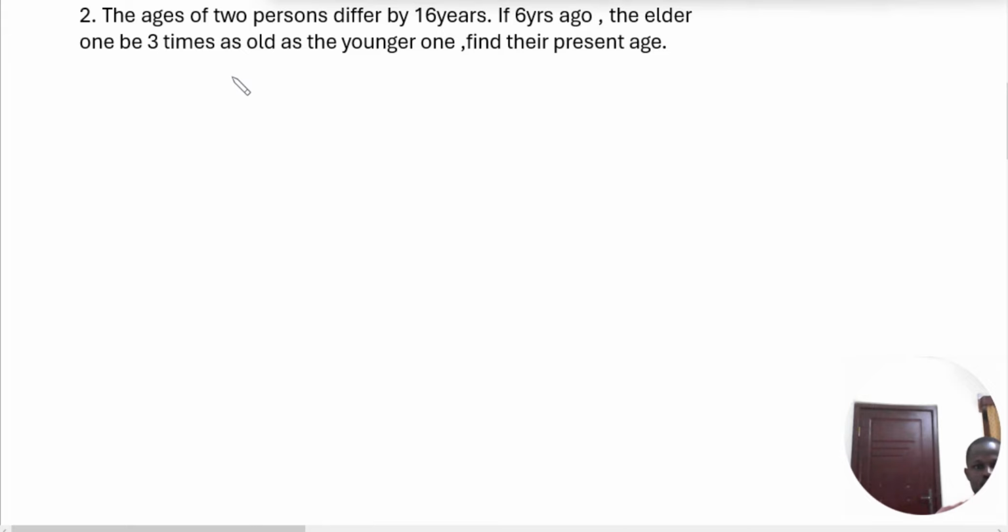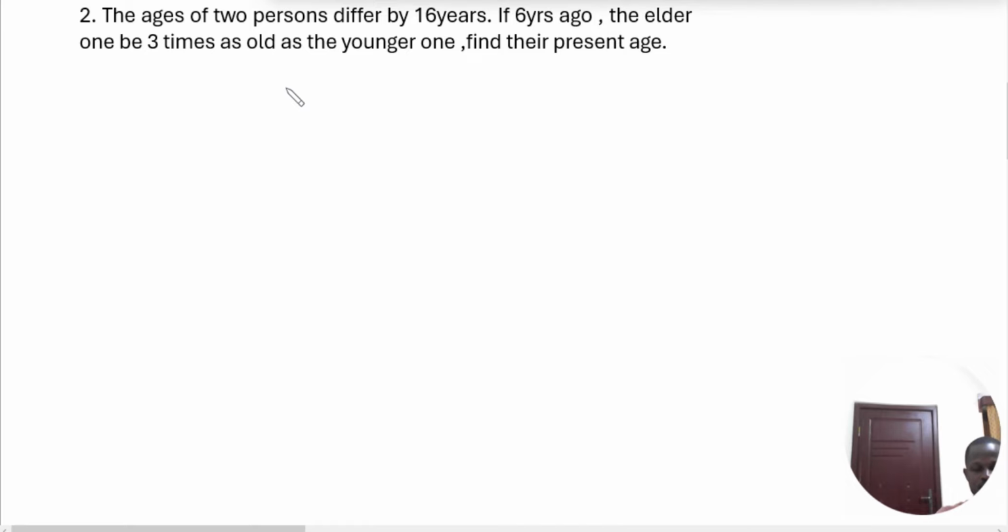And we are told that the two ages differ by 16 years. So the younger one's age, we don't know. We don't know the elder one's age as well. So we're going to take the age of the younger one to be x, and then the elder one's age to be x plus 16. Why? Because we are told the two persons' ages differ by 16 years. So if the younger one's age is x years old, the elder one's age will be equal to x plus 16 years.